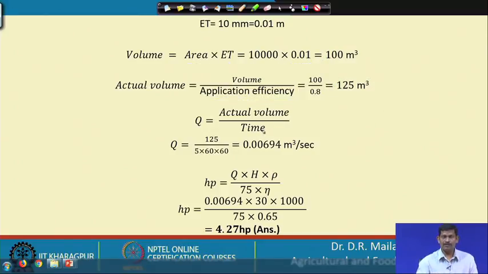So, then the actual volume divided by the time. So, 125 divided by, you are operating at 5 hours, so that will be 0.00694 meter cube per second.